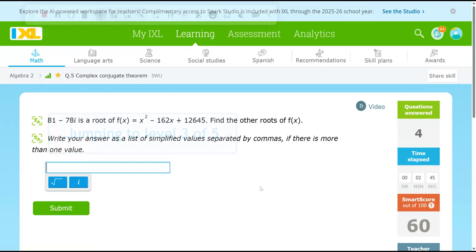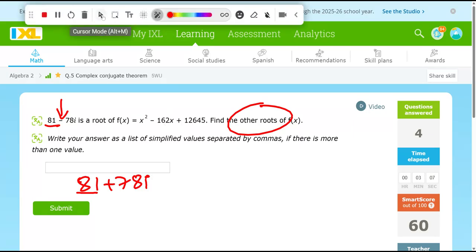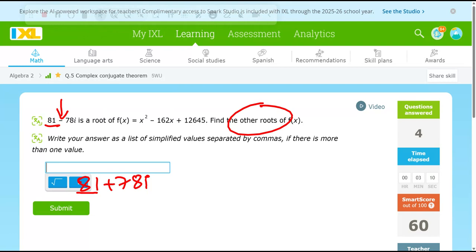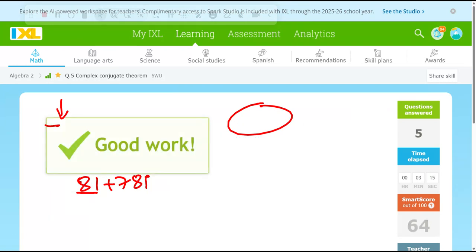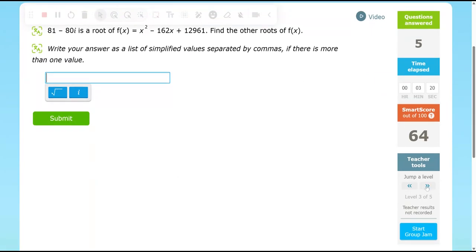The next level should be the same thing. You want to find the other root. So here we go, this is a subtract. So the other root should be 81 stay the same. So now plus 78i, okay? So 81 plus 78i, voila. Okay, now next level, level 4.